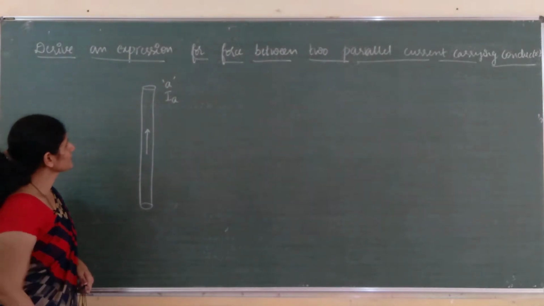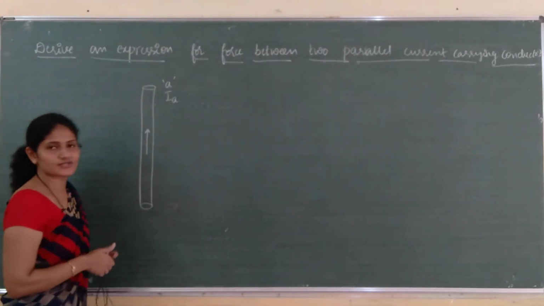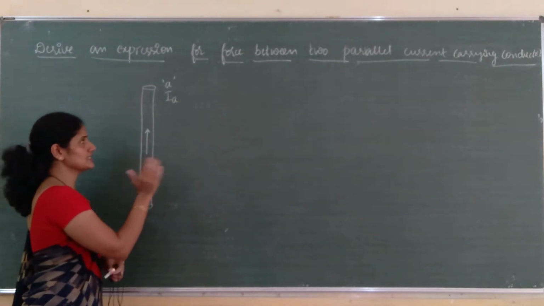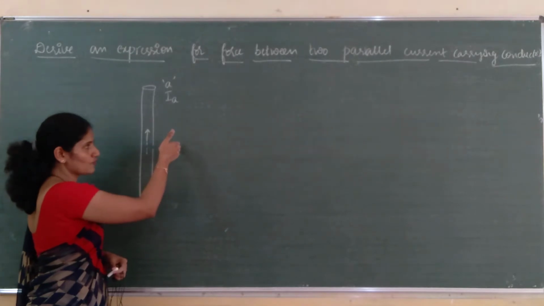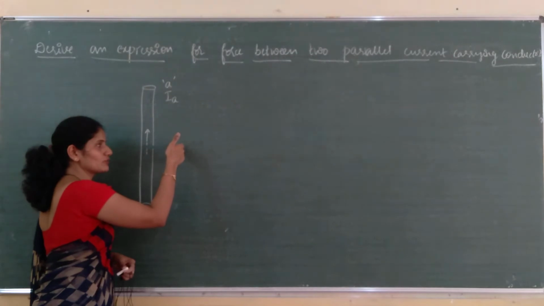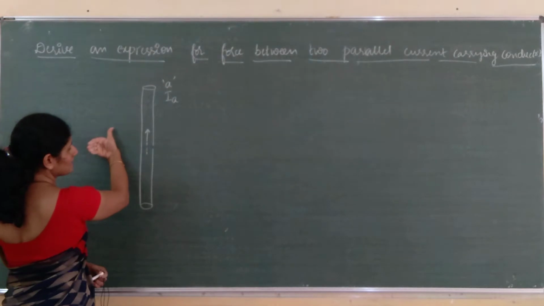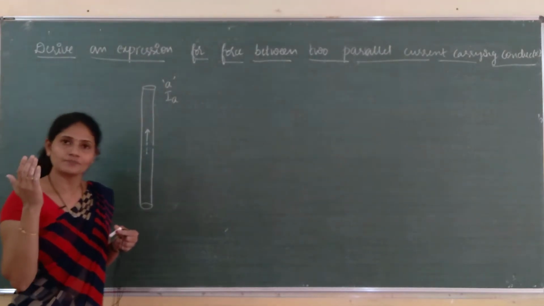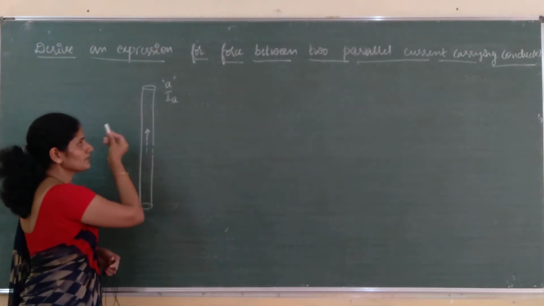We know that when current flows in this direction, according to the right hand clasp rule, a magnetic field is generated around the space. At this point the magnetic field lines will go into the plane and at this point they will come out of the plane. So, using the right hand clasp rule we can find out the direction of the magnetic field around the conductor.